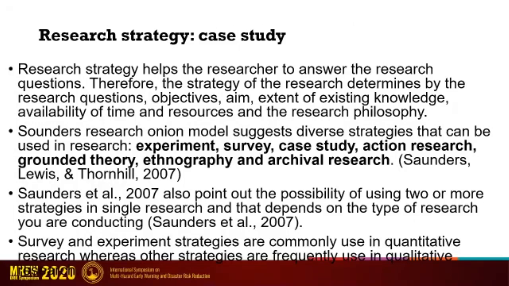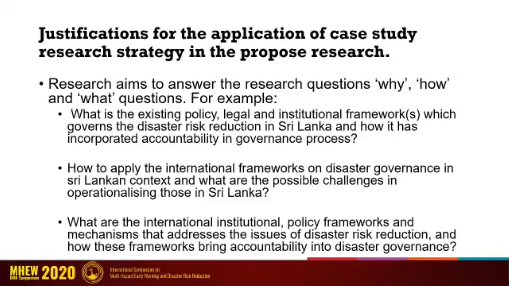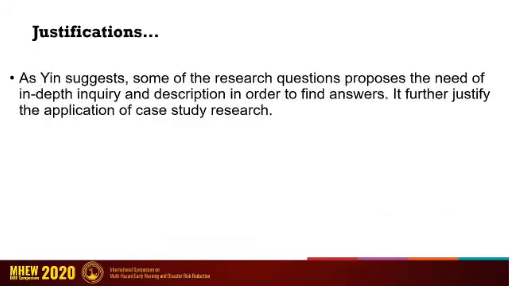The Saunders model suggests another 5 or 6 strategies which can be used in the research. For example, experiment, survey, case study, action research, grounded theory, ethnography, and archival research. Among them, I have selected case study research because of a number of reasons, as I mentioned here. Since the time constraints, I am not going to explain everything, but if time allows, we can discuss these things at the time of questions and answers.